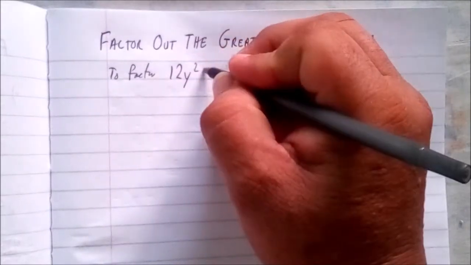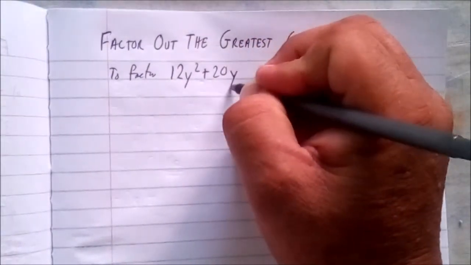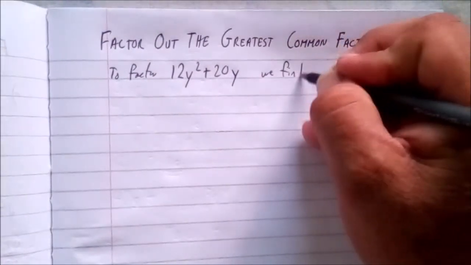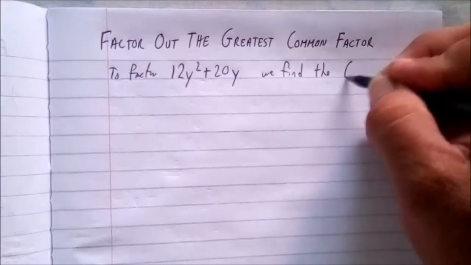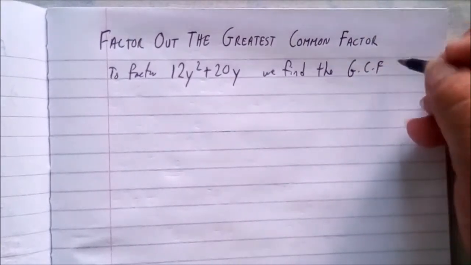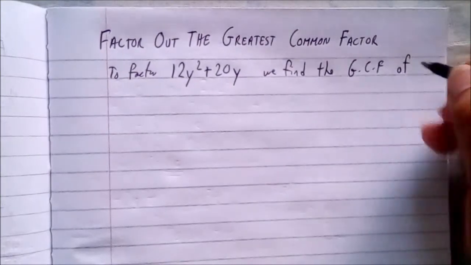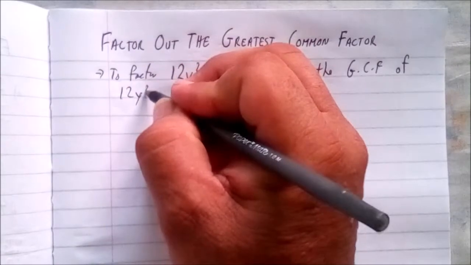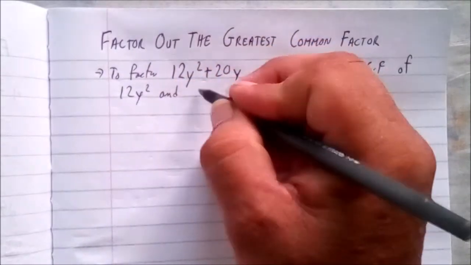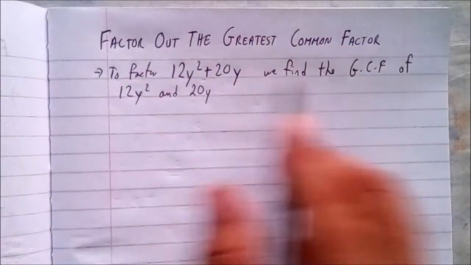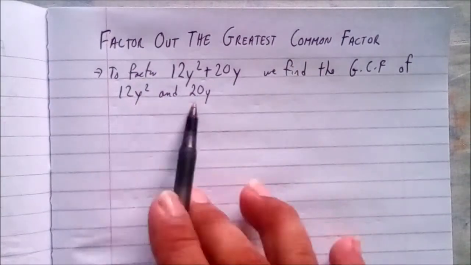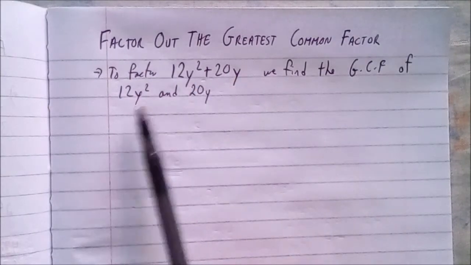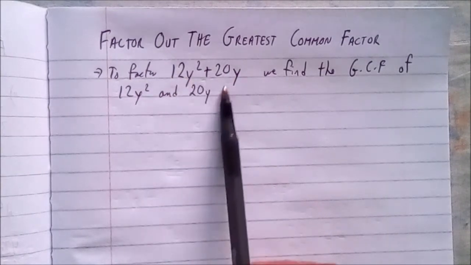12y squared plus 20y, we find the greatest common factor of 12y squared and 20y. We just did that a while ago when we found the greatest common factor of two terms. But now you are being given this polynomial to find the greatest common factor when this is combined.